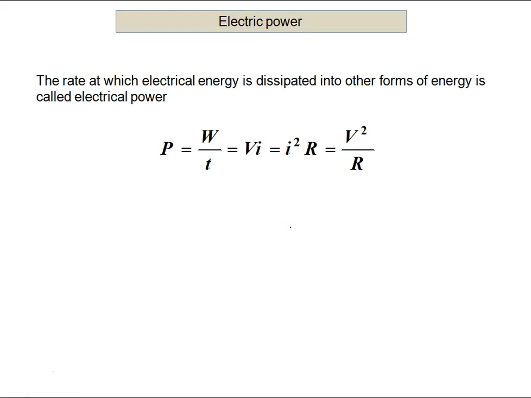Electric power, as we have discussed, is work upon time. As work is heat, the formulas we all know are I square RT, V square by R into T, and VIT. You divide it by the time, and you will get the power. The unit is watt, and 1 watt equals 1 joule per 1 second.